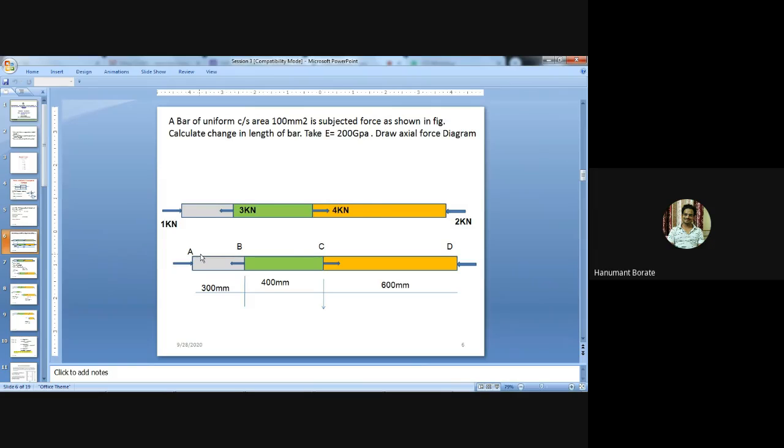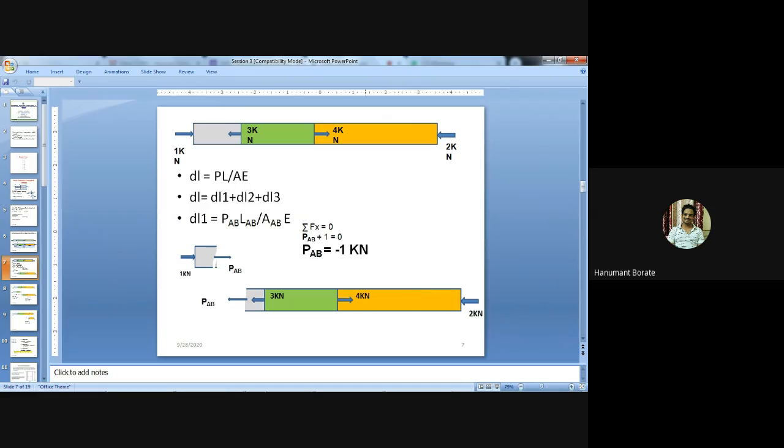Okay. So I have given the names AB, BC, and CD to the members. The length of the first member is 300 mm, as already given. The length of the second member is 400 mm. The length of the third member is 600 mm. Now let's see how to solve it.